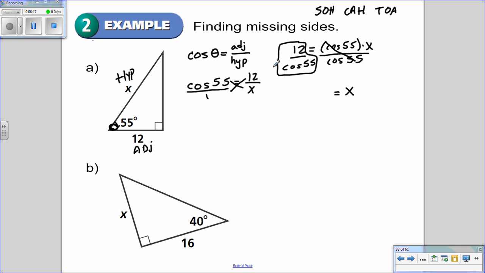Now, one thing you want to make sure is that your calculator is in the correct mode. Whatever type of calculator, you want to make sure that the mode is in degree and not radian. So if we calculate that correctly, and we're going to round to the nearest tenth, we get 20.9. That's the length of that missing side, which in this case is the hypotenuse.